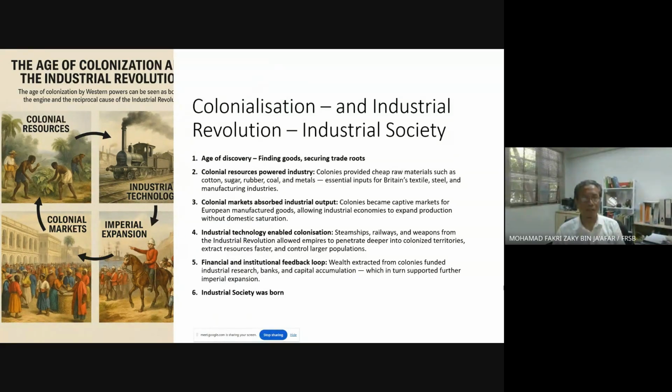So colonial markets absorbed industrial output. Even then, they would sell their products again to their colonies. So they get resources and they get a market at the same time, and they make money out of it.